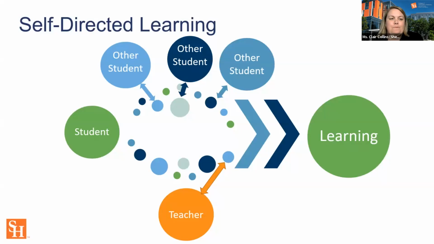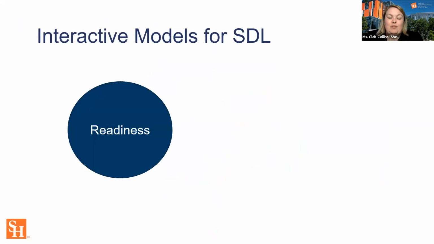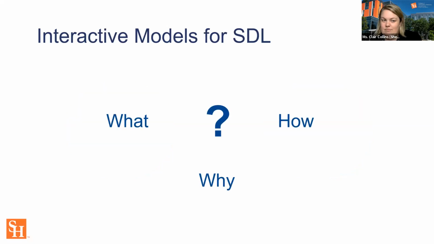Self-directed learning. So with self-directed learning, there's an interactive model for self-directed learning. It's been around a long time. And it has really never changed. And the idea behind it is this: students have to be ready and they have to have autonomy. That's the thing that describes self-directed learning. So essentially, students have to be able to answer these questions for themselves. Do you want to guess what the questions are? How, what, and why? That sounds familiar, right?